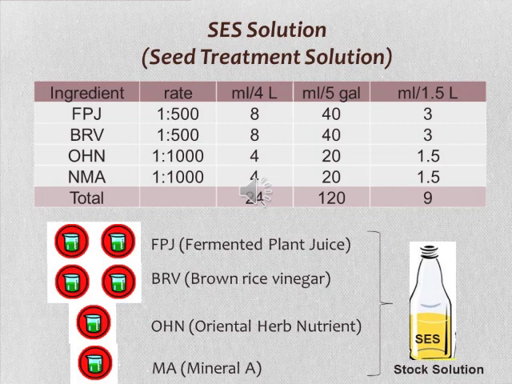This is an example of how to prepare stock solutions for Korean natural farming sprays. You can save the rest of the stock solution in the refrigerator for future use. To prepare SES solution, or seed treatment stock solution, you add 2 cups of fermented plant juice, 2 cups of brown rice vinegar, 1 cup of OHN and 1 cup of mineral A. To prepare a 1.5 liter spray of SES solution, you just need to draw 9 ml of the stock solution and add it to 1.5 liters of water.